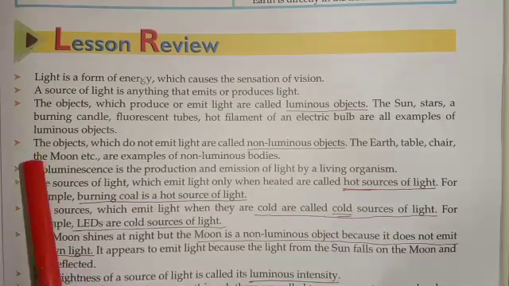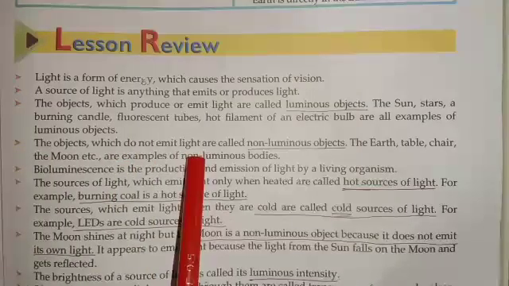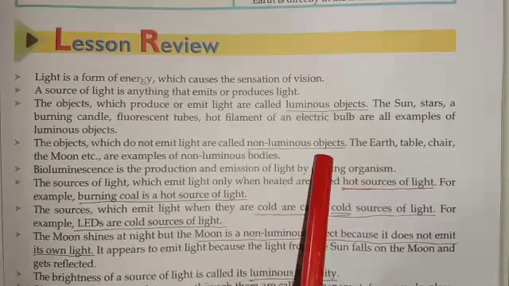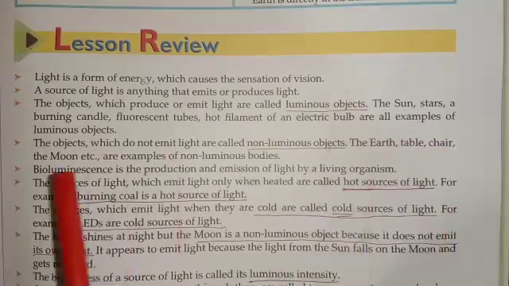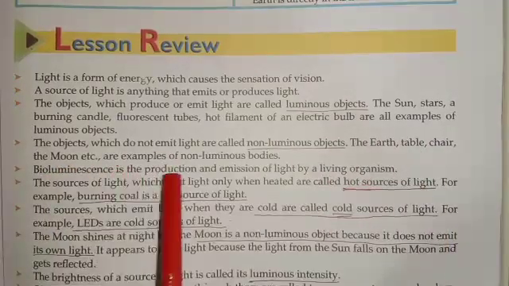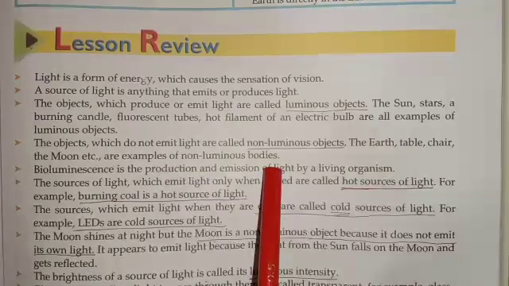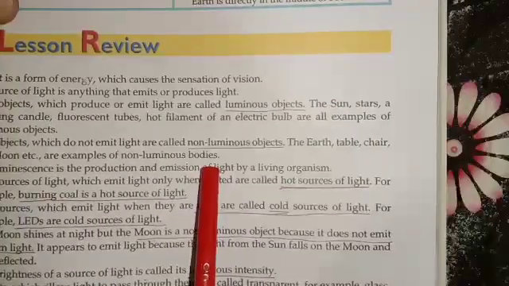Next point, they are discussing non-luminous objects. What is that? The objects which do not emit light are called non-luminous objects. For example, the earth, table, chair, the moon, etc. are all examples of non-luminous bodies or objects. I think it is clear.